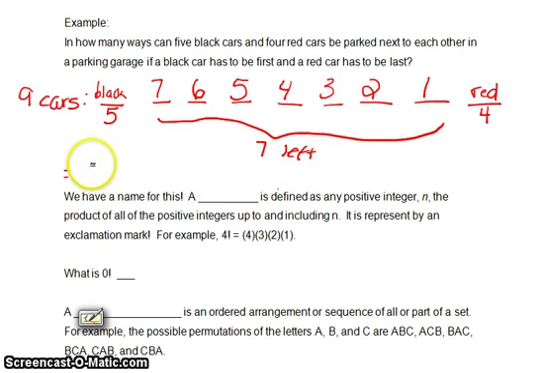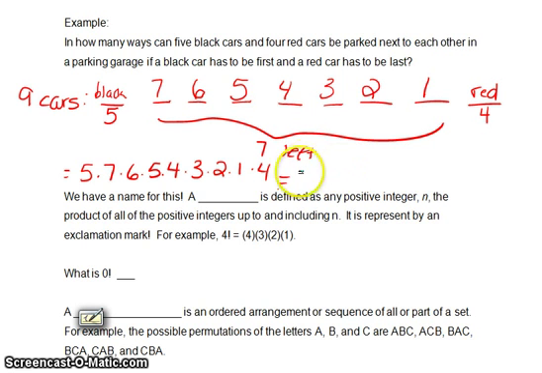So what we're going to have is 5 times 7 times 6 times 5 times 4 times 3 times 2 times 1, and then the last one there is times that by 4. So you get this monstrous number. If you put that into your calculator, how many different ways can we order or park these cars? That will give us 100,800 different ways that we can park these cars.